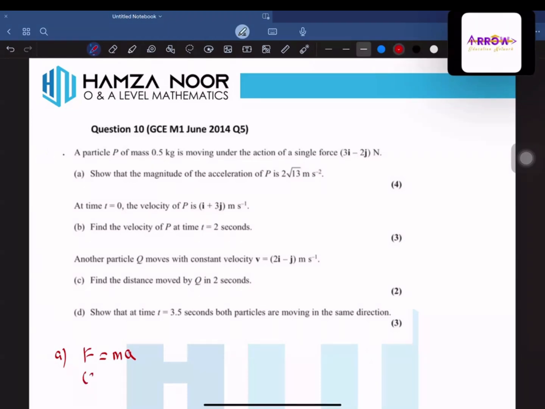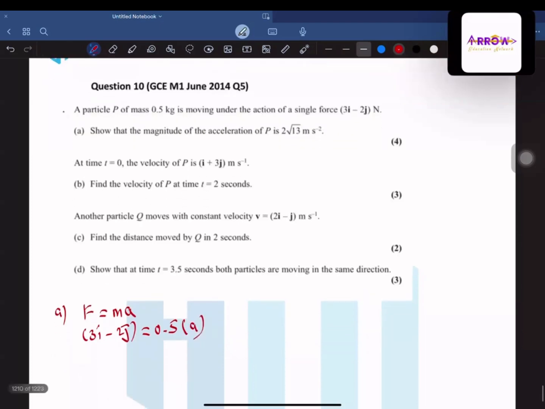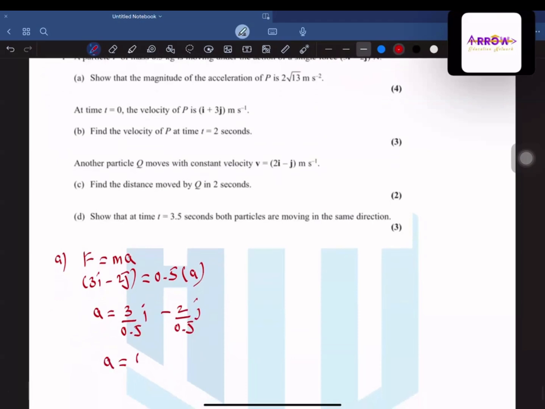So force is 3i minus 2j, and the mass of the particle should be in kgs, and this is given in kgs. If this was not given in kgs, you need to convert it into kgs. So mass is 0.5 kg, and the acceleration vector is unknown. The acceleration vector is equal to the i component, 3 divided by 0.5, and the j component, minus 2 divided by 0.5. Therefore the acceleration vector is 6i minus 4j meter per second square.